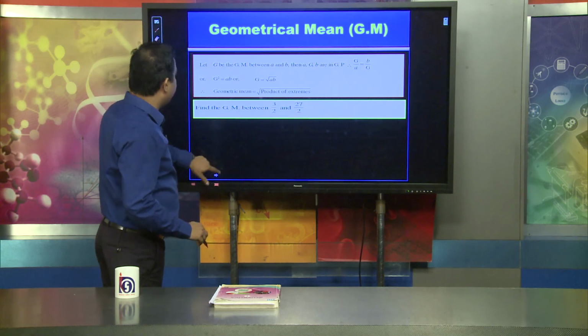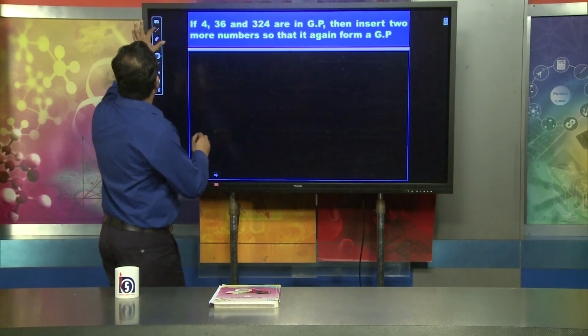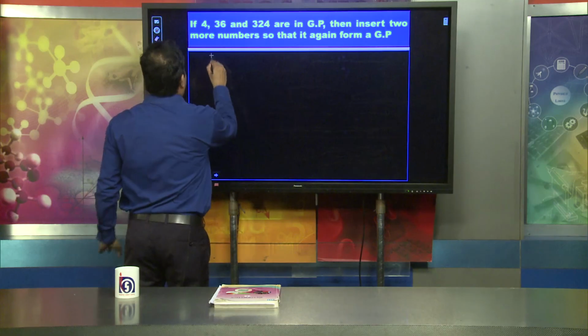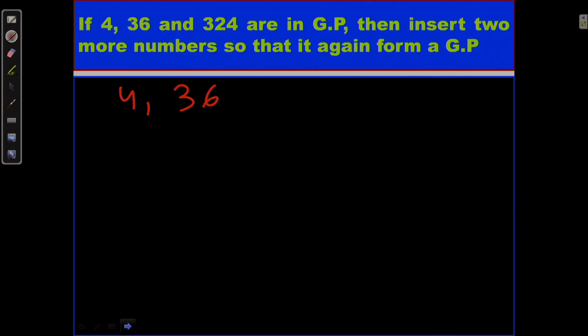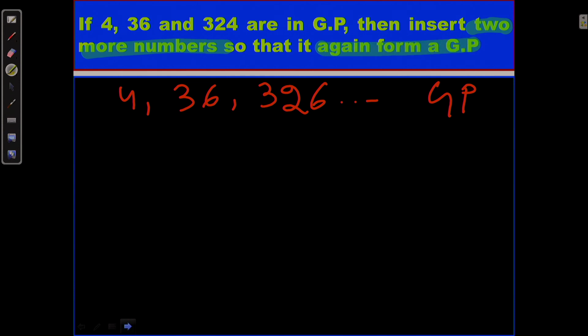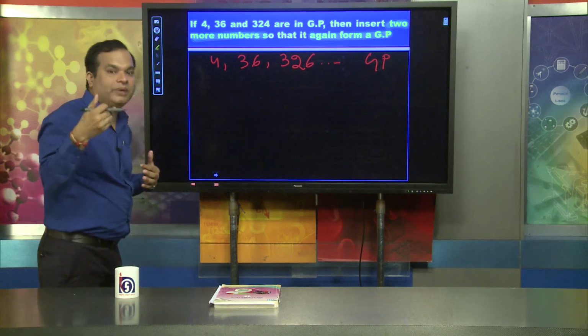Suppose 4, 36 and 324 are given. These are in geometric progression. Insert 2 more geometric means so that it is again a geometric progression. The question is asking for 2 more terms. So we have to find the geometric means.